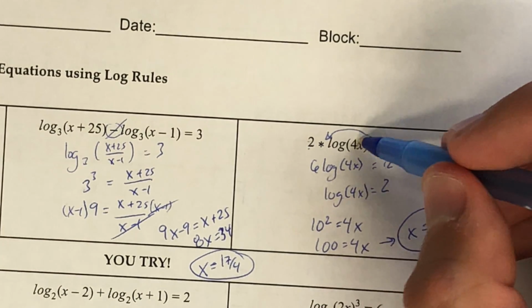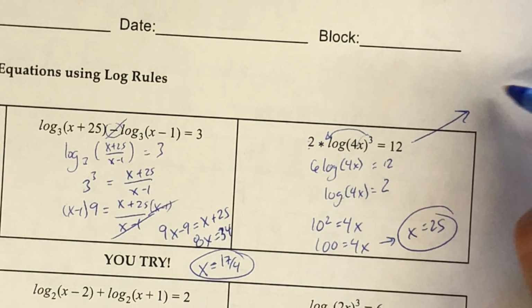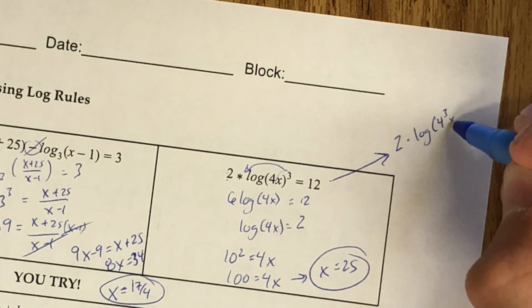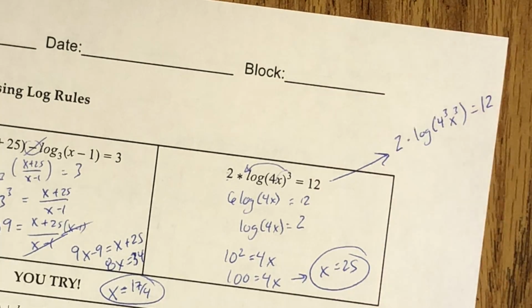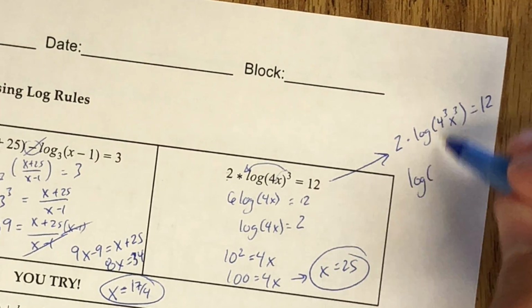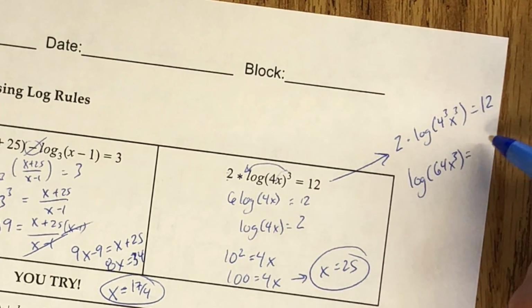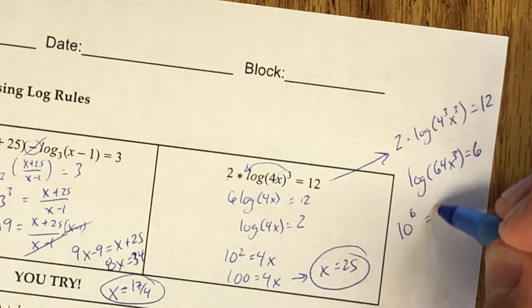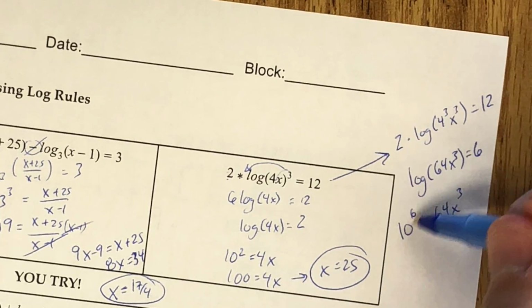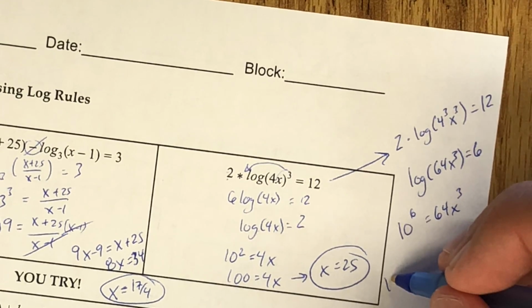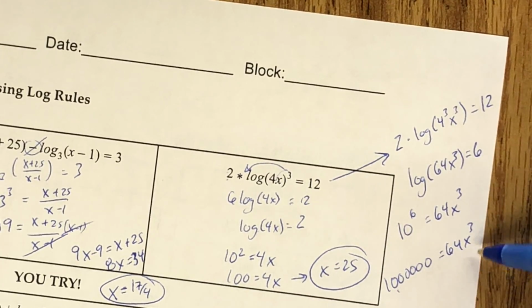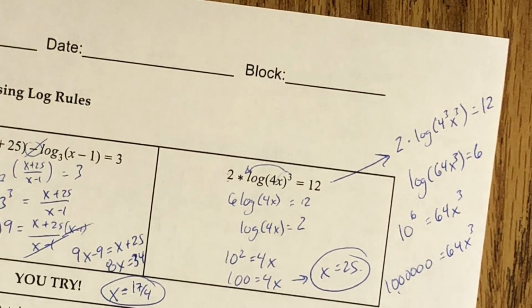Or you could plug that 3 in. So instead, you'd have 2 times the log of 4 to the third times x to the third equals 12. Divide everything by 2, as well as simplify, so 4 to the third is 64, equals 6. And then you would convert. So you'd have 10 to the 6th equals 64x to the third, to which figure out what 10 to the 6th is, which is 1 with 6 zeros. 1, 2, 3, 4, 5, 6. Then you'd have to divide both sides by 64 and take the cube root, and you should get 25.